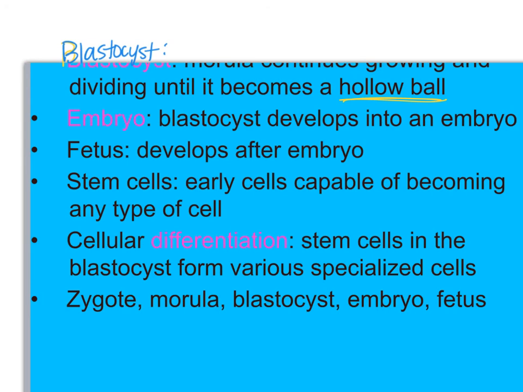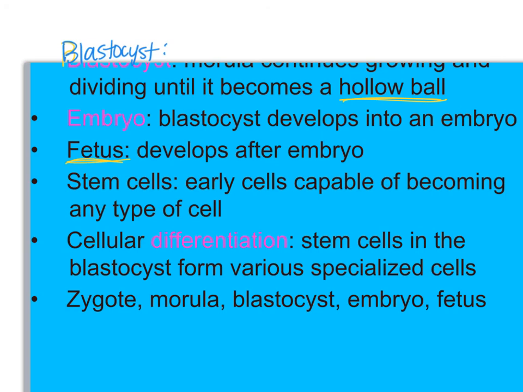And after it's in the blastocyst phase, then it becomes the embryo. It is the embryo until 8 weeks. And then it's considered a fetus. The fetus is going to be a fetus until the baby is born. And this is, of course, for humans. But it's very similar for dogs and cats and pigs and other warm-blooded animals like us.